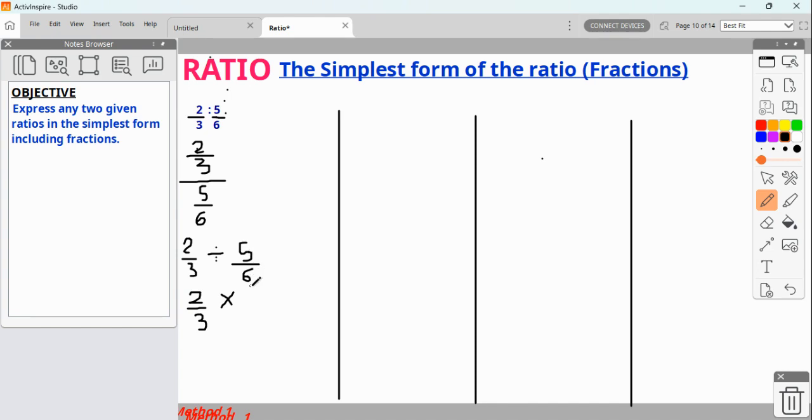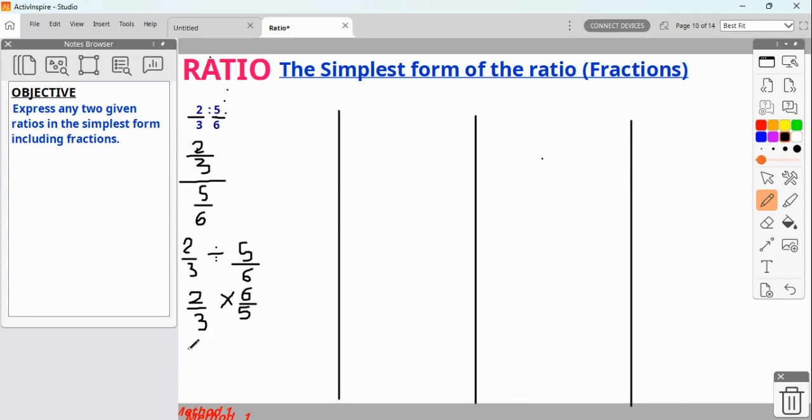Reciprocal means now it is written 5 by 6, it will be opposite, up and down. 5 by 6 will become 6 by 5. 6 will go up and 5 will transfer down. 6 by 5. So you can see no change in the first fraction, the divide symbol changed into multiply, and the second fraction has become reciprocal. 5 by 6 has become 6 by 5.